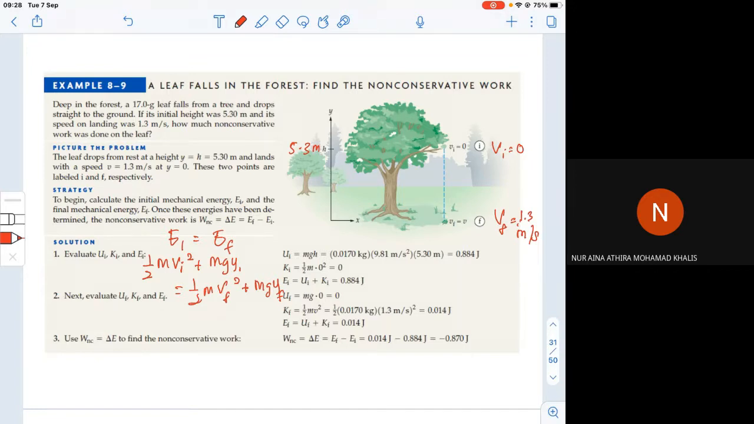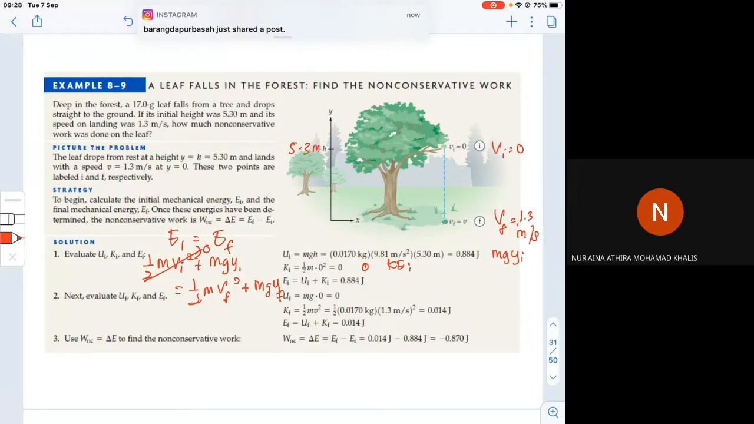By calculating it, the kinetic energy will be 0 because there is no movement, as the initial velocity is 0. Now we are only left with mgy initial, which is 0.884 joules, and 0 for the KE initial. So the total energy initial should be 0.884 joules.